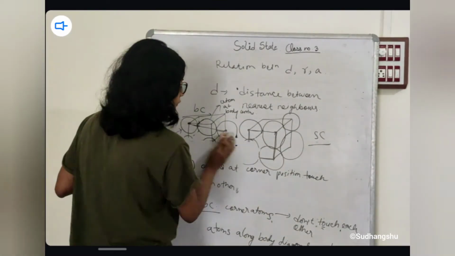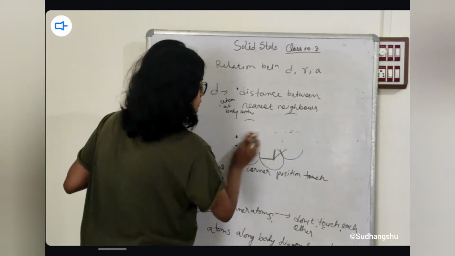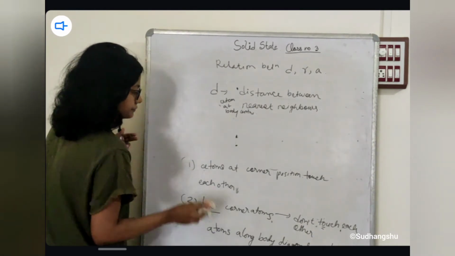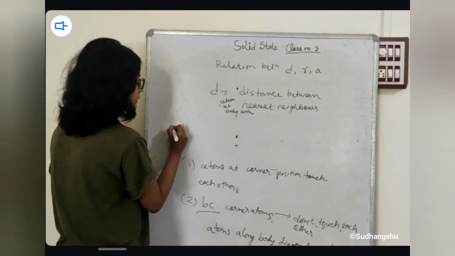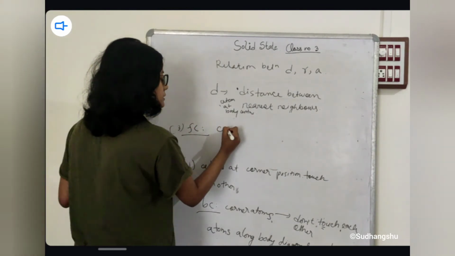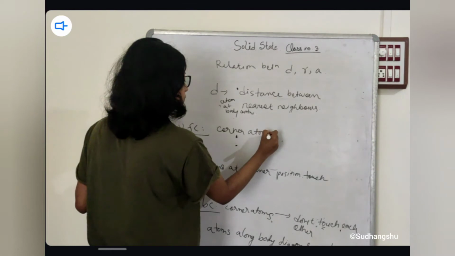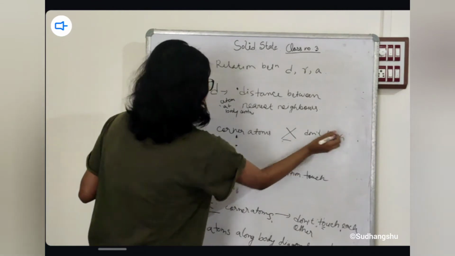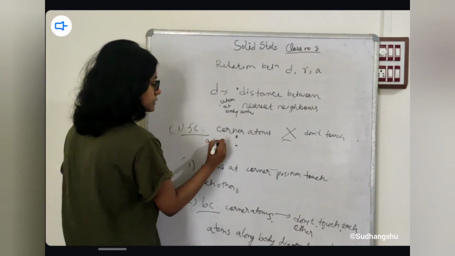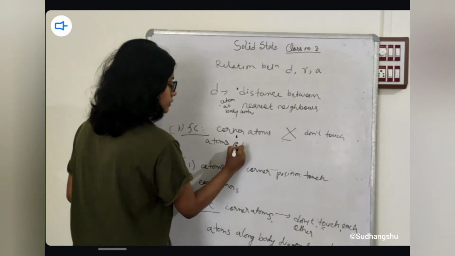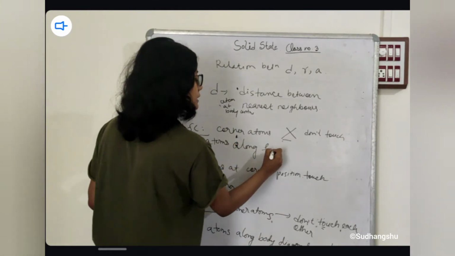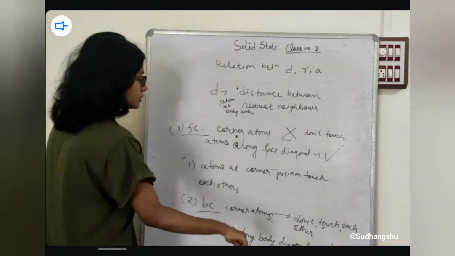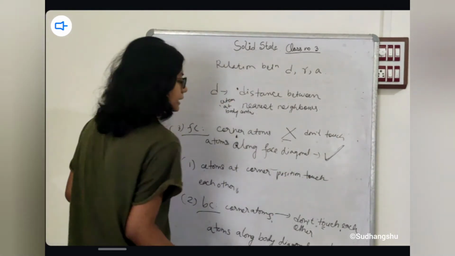Then the third is face center. Corner atoms again do not touch each other, but atoms along the face diagonal touch each other. This time it is the face diagonal along which they touch.